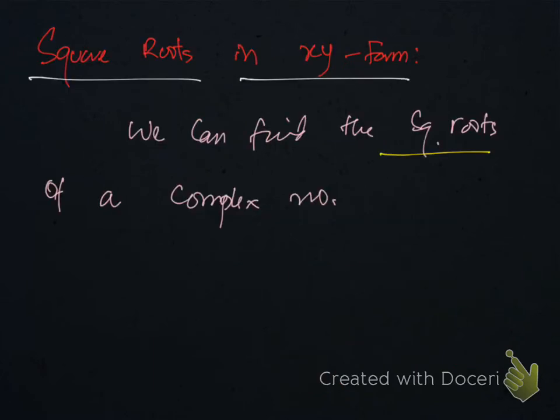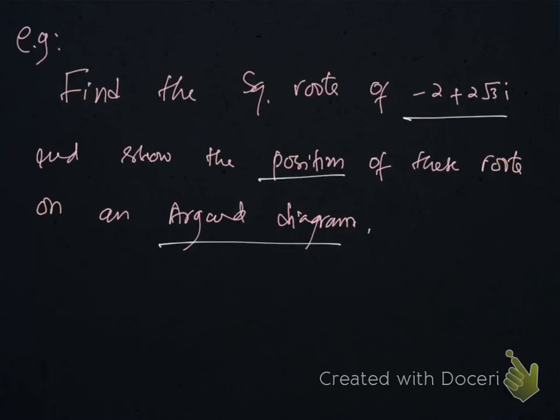The next topic of this lecture is square roots in xy form. We already have done square root in exponential form. Now let us discuss this square root in xy form. We can find the square root of a complex number. This is the question. We need the square root of this number, minus 2 plus 2 root 3i. Find the square root of this and show the position of these roots on an Argand diagram.